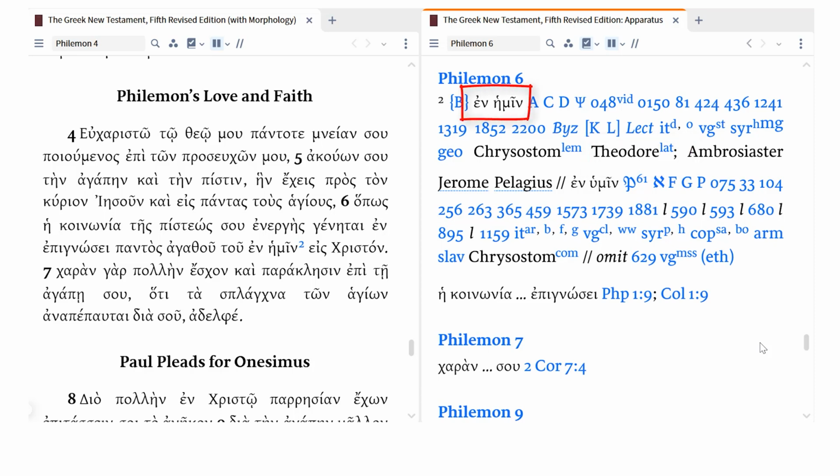So this would be "in hēmin," in us. The other reading is "in hymin," in you. Now here we do have a papyrus manuscript, P61, this capital letter P, a Gothic-looking P, and then the number 61. So there is papyrus evidence for this reading, in you.